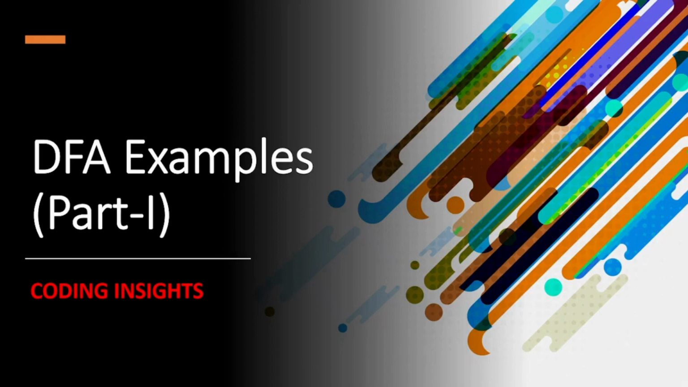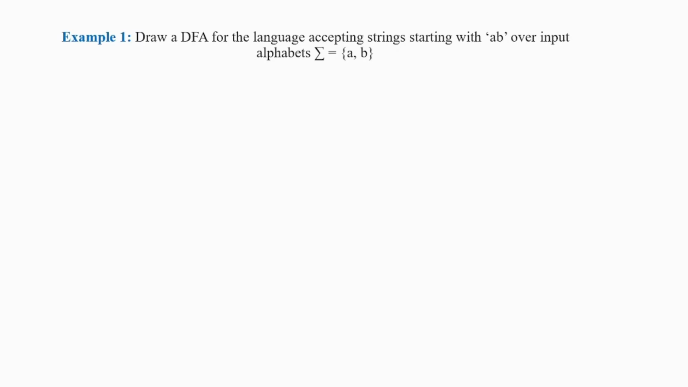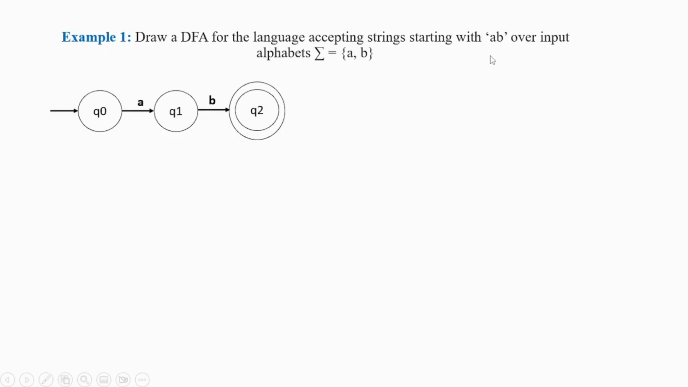In this video, I will be discussing all the DFA examples. Let's get started. The first example is: draw a DFA for the language accepting strings starting with AB over input alphabets A, B. So here the condition that is given is the strings should start with AB, right? Starting should be AB. So what it means, it should start with AB. If it starts with AB, it can enter into the final state.